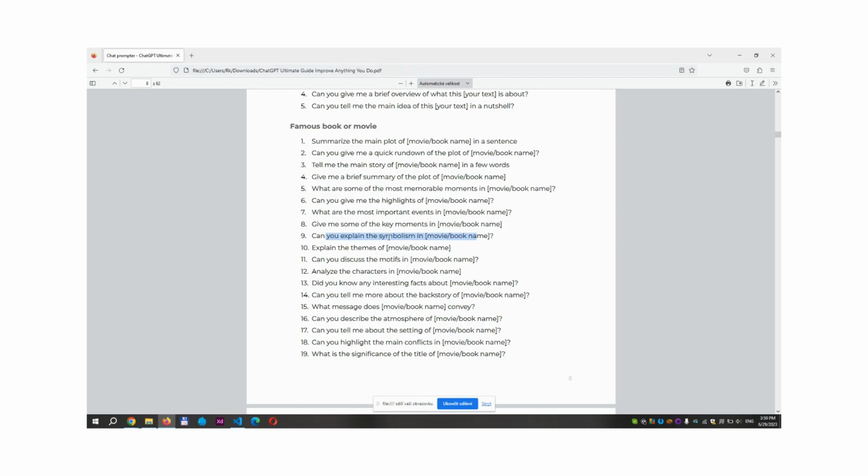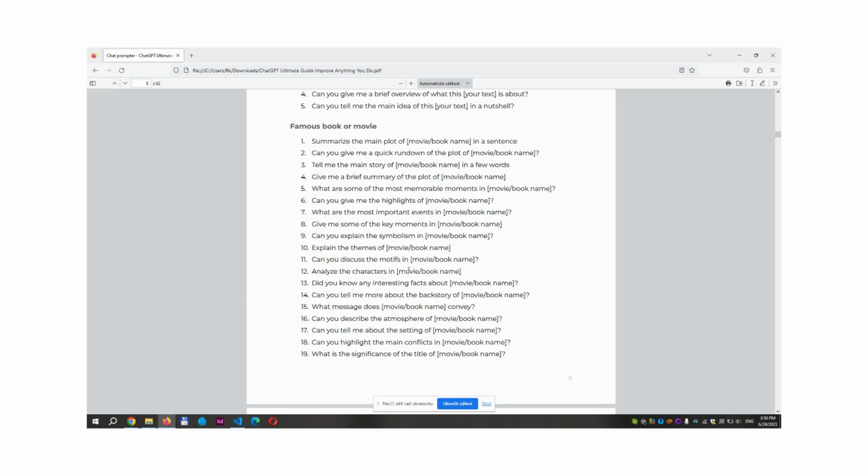Anyway, set that aside. It's a great tool to educate yourself. So I find these prompts very interesting. Explain the themes, discuss the motives, analyze the characters. So you can ask for the characters that are in the movie or the book. Ask for their profile or psychology, their motives, and then we can take it even further.